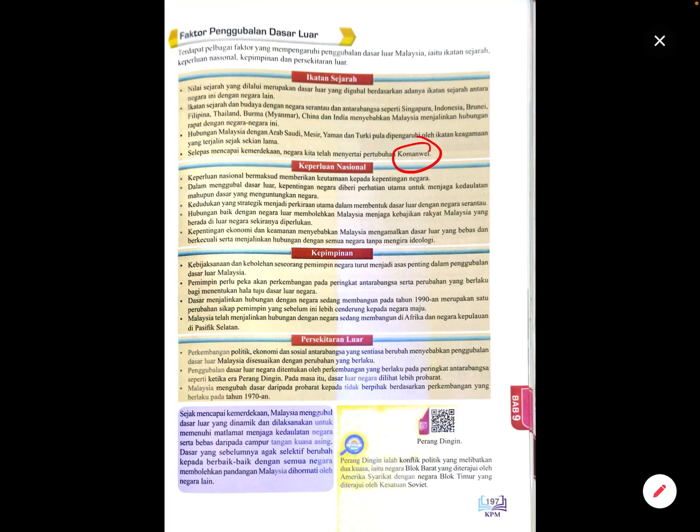And then remember that we are a British ex-colony, so we joined the Commonwealth. Next is Keperluan Nasional. So Keperluan Nasional, as I said earlier, is to get the most benefits by doing this. It is to benefit our own country. Memberikan keutamaan kepada kepentingan negara means prioritizing the benefit of the country itself. So when we have these dasar luar, we always need to focus the most on what would help us best.